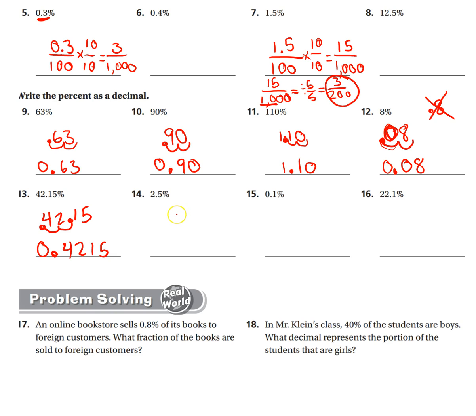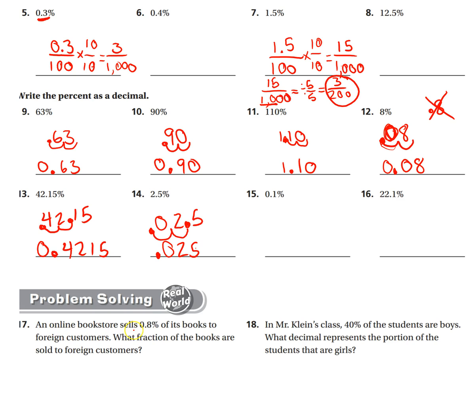Okay, so 2.5%, again, this time they showed you the decimal, so we leave it where they showed it to us, but we still move it over to the left twice, and in this extra bump area, we have to put a 0 placeholder, so now we have 0.025. All right, I'll let you finish 15 and 16 on your own, but again, it's the same steps. If you need any help, though, don't hesitate to raise your hand.